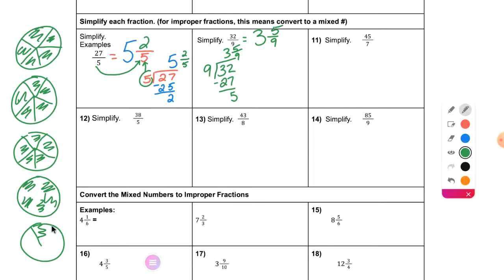21, 22, 23, 24, 25. There's 25/5. I still need 2 more fifths. 1, 2, 3, 4, 5. Those aren't perfect, but okay. That is showing 27/5. If I said I'm giving you 27/5 pizza, why is that weird?